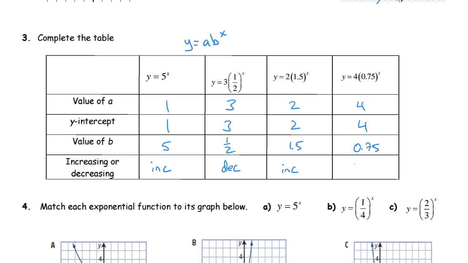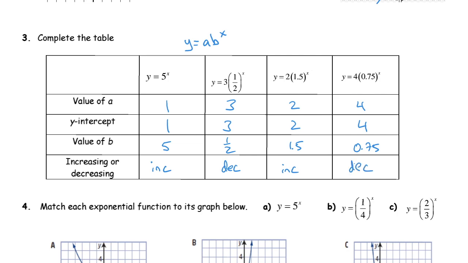So I don't want you to think that if there's a decimal in the base, that it's automatically decreasing. And I can understand why somebody might come up with that rule, but the value has to be greater than 1 to be increasing. In this last one, 0.75 is between 0 and 1, and so this is going to be a decreasing function.